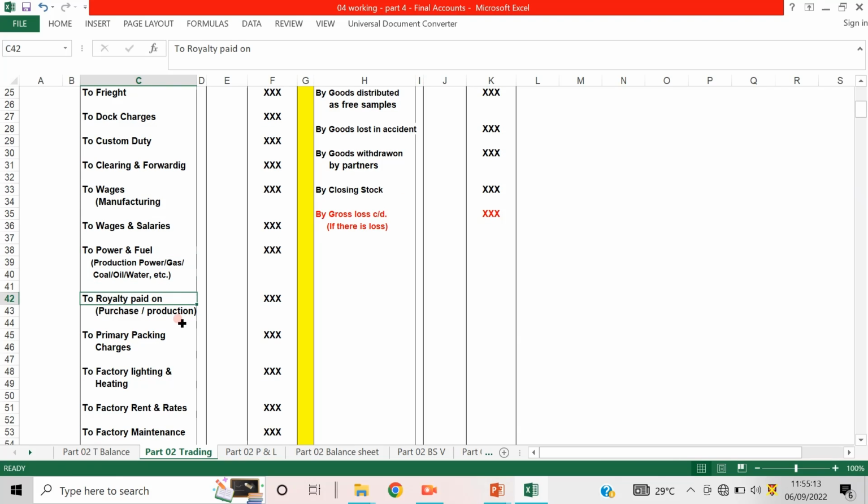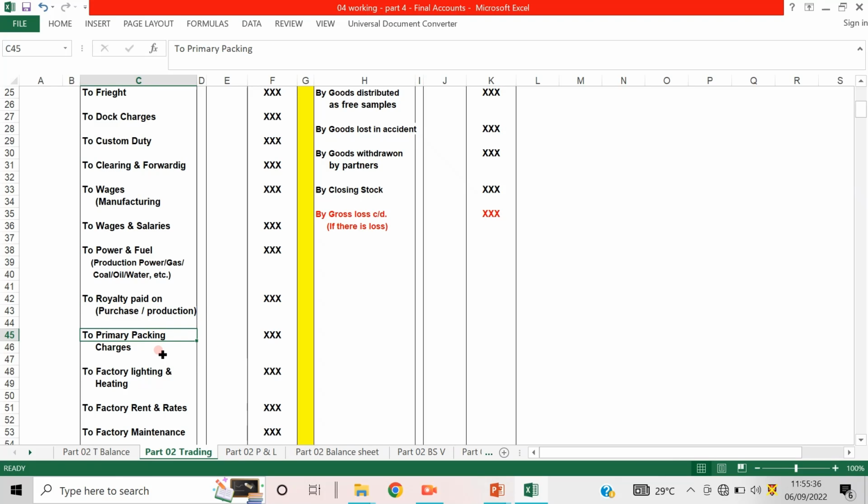Then royalty paid on purchase or production also comes under expenditure. We pay the royalty for purchase or production purposes. In some cases, royalty should be payable to any concerns like that. So that should be taken as an expenditure and taken into the trading account.